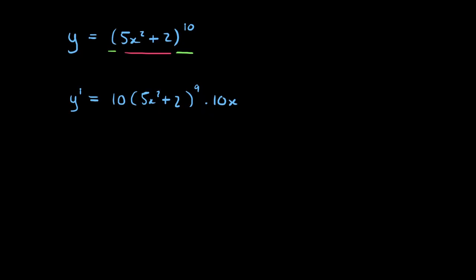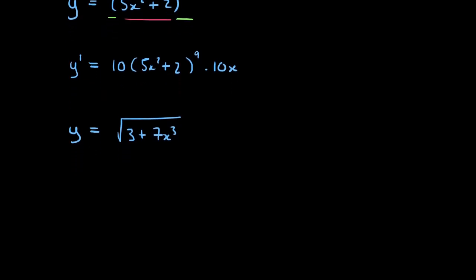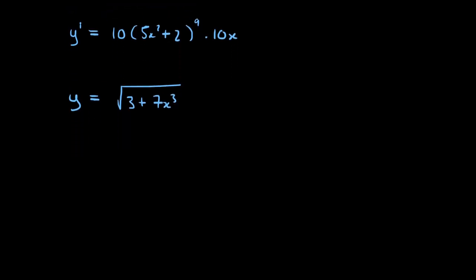This time let's try y is equal to the square root of 3 plus 7x cubed. Okay? Now if we do this, we've got one function, which is 3 plus 7x cubed, inside of another function, which is the square root. Let me just rewrite that in a way that's a bit better. We've got here 3 plus 7x cubed to the power of a half.